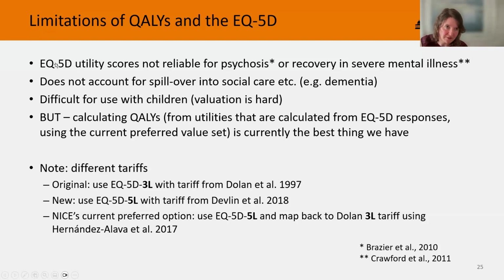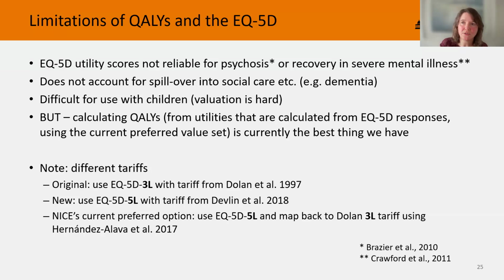So other limitations around EQ5D and QALYs are that utility scores from any questionnaire, I suppose, are not reliable for psychosis or other sort of episodic or very difficult and different diseases. And they're also not useful for people recovering from severe mental illness because those 5 domains don't capture anything else. They capture what's in those 5 domains. It doesn't account for spillover. So if you have a carer, then the EQ5D looks at you, but it doesn't look at your carer. So adding in other people into the analysis has to be done in a different way.